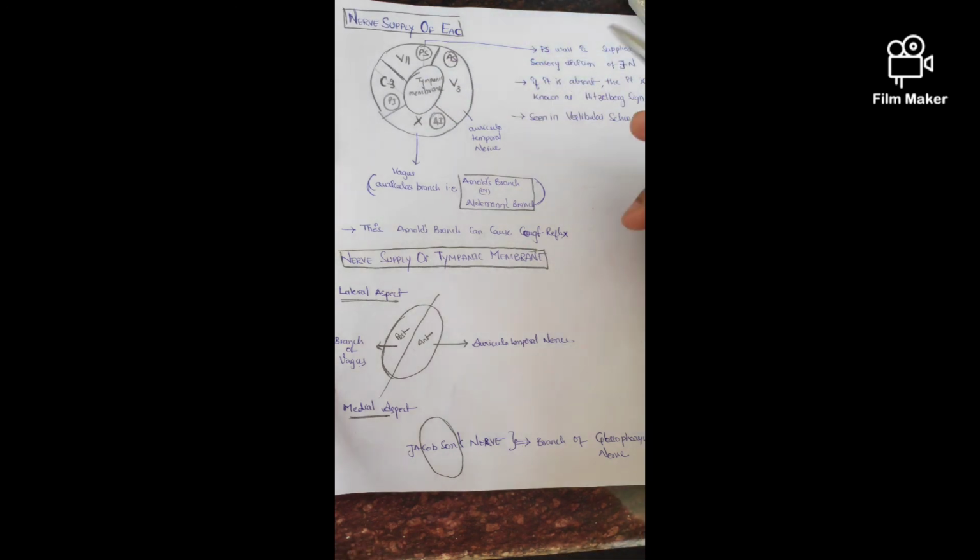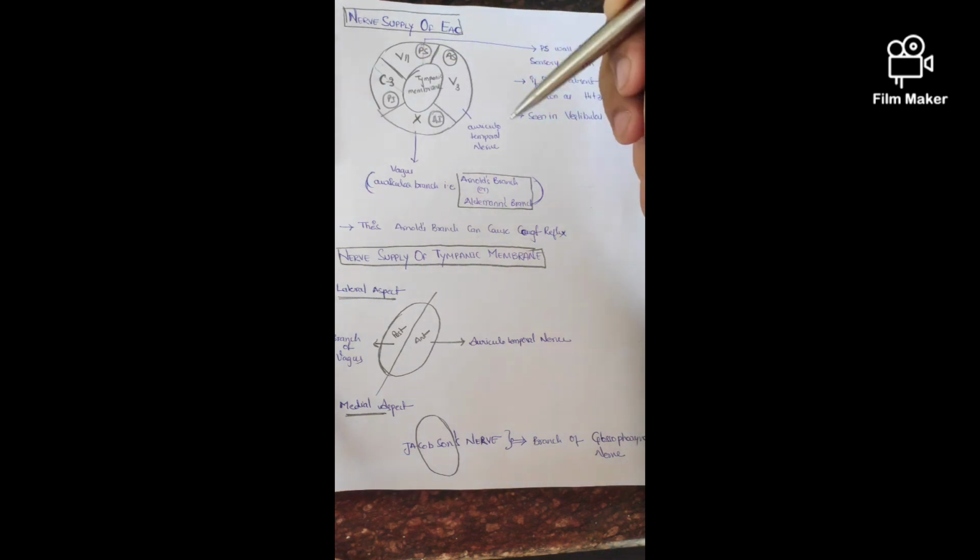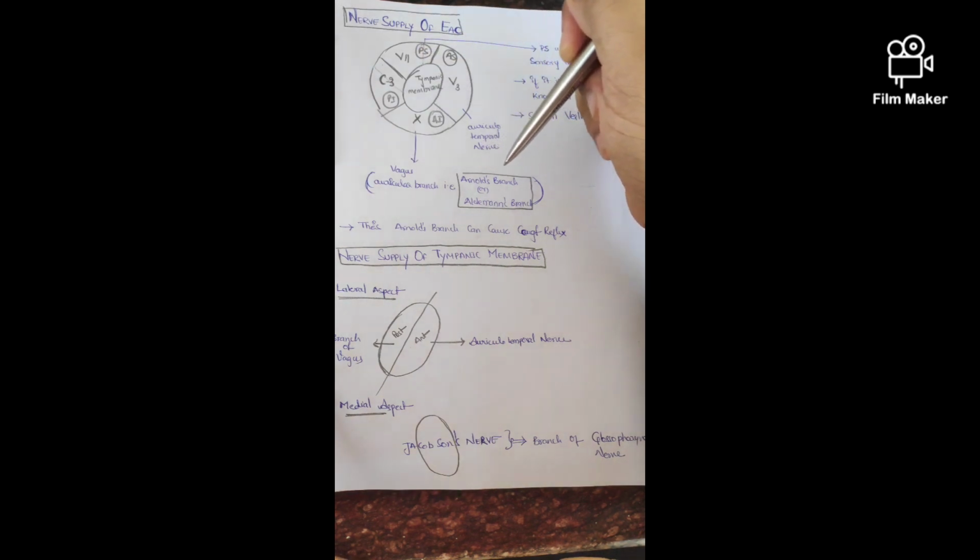The vagus nerve gives an auricular branch to the anterior inferior part. This auricular branch is also known as Arnold's branch or Alderman's branch. It is also responsible for the cough reflex in the ear.